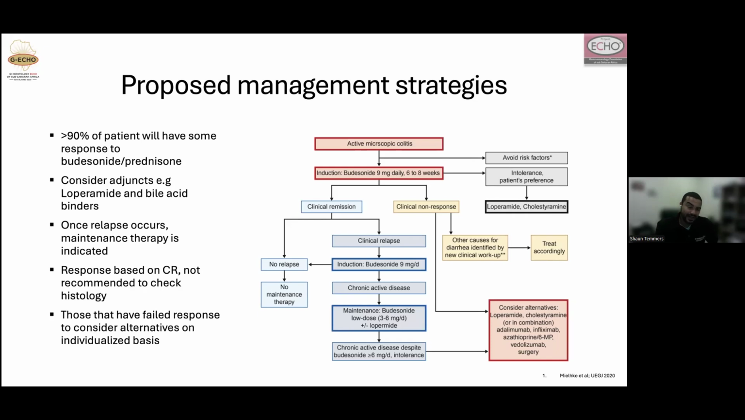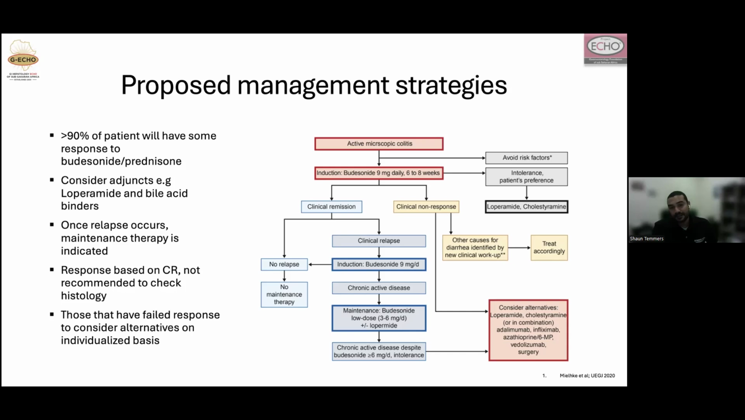side effects. In patients that do not respond to budesonide therapy, it's important that you consider adding adjuncts, whether it be loperamide only or a bile acid binder. Those patients will show some form of improvement, and they might actually end up with remission or clinical remission at that stage.